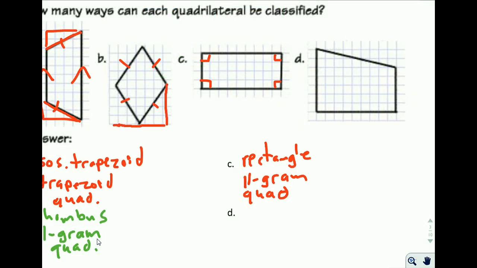And then this last one here, I see a right angle, which means that these must be parallel, and it looks like we have a trapezoid, 1 set of parallel sides. Now we can't say that it is an isosceles trapezoid because we don't have 2 equal length sides like we did in A. So this one would just be a trapezoid or a quadrilateral. So fewer options on this one.